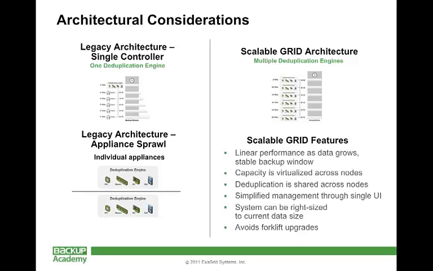However, it's important that the grid-based architectures provide simple management layers. Capacity should be virtualized across the nodes so you don't have separate pools to manage. Deduplication should be shared across nodes, ensuring that all of the backups deduplicate across their entire history. All of it should be managed through a single user interface. This allows the system to be right-sized to your current needs, allows you to plan expansion very cost-effectively, avoids forklift upgrades, and avoids technology obsolescence.